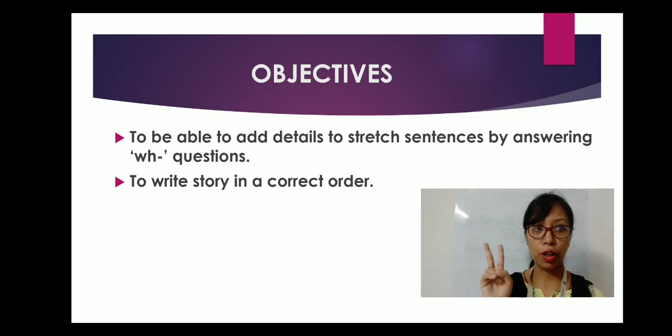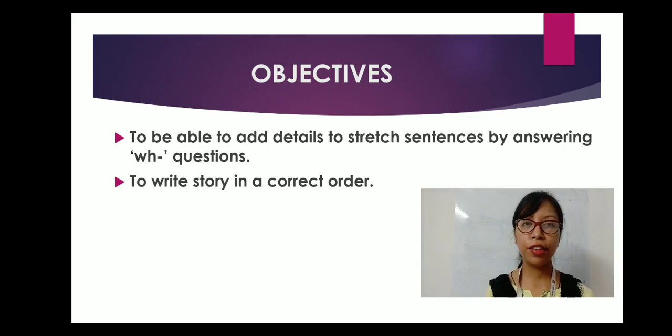Now let's move towards today's objectives. We are going to get two objectives in today's class. The first one is to be able to add details to stretch sentences by answering WH questions. So what are WH questions? WH questions are who, what, when, where and why. By answering these questions, we can add details to the sentences and make them lengthy. The next objective is to write a story in the correct order. So how to write in the correct order? We are going to discuss all this in today's class.